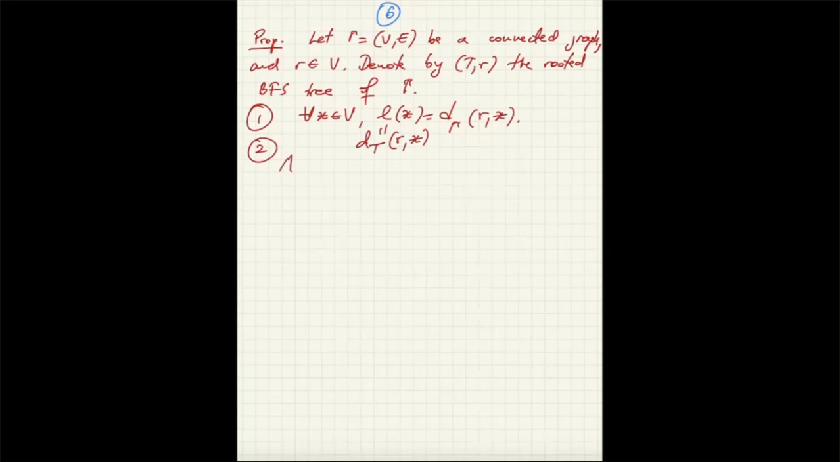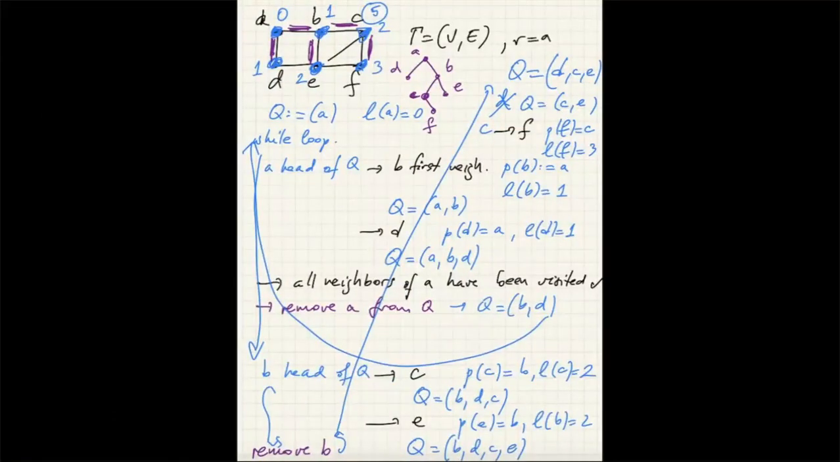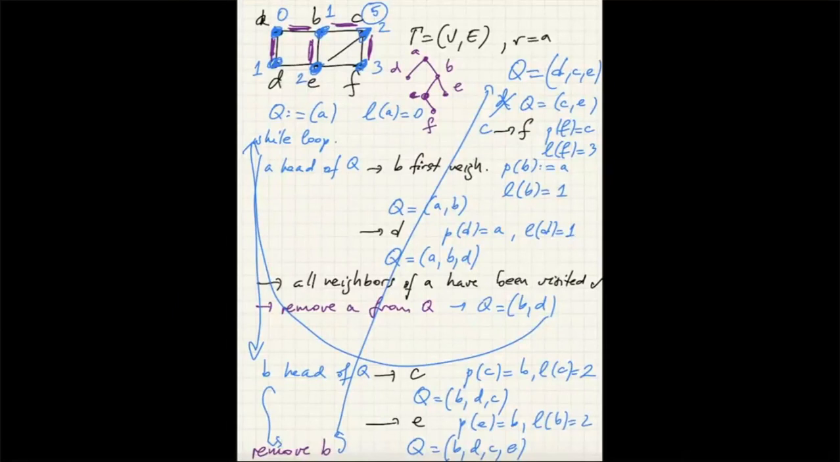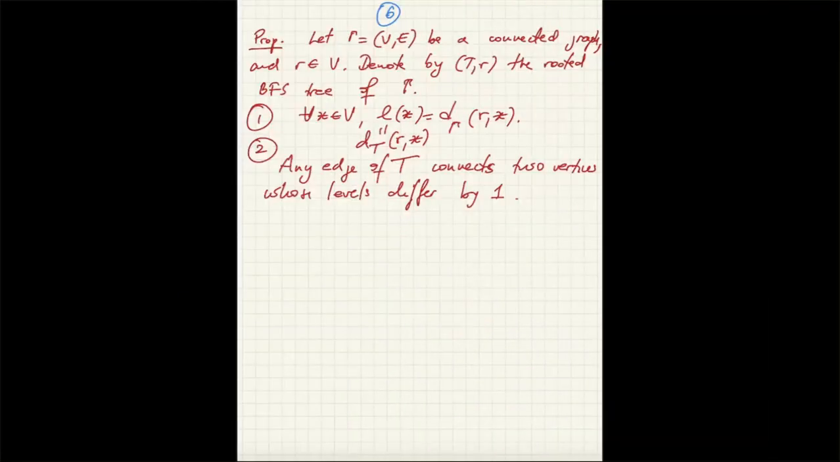And the second part is that any edge of T connects two vertices whose levels differ by 1. So essentially, the edges in the tree are going to be of the form x, parent of x, and by the way we assign the parent here, all throughout, the difference in the levels is always going to be 1. Okay, so that's not so difficult. And the first part is not difficult. You can prove it by induction on the number of vertices.